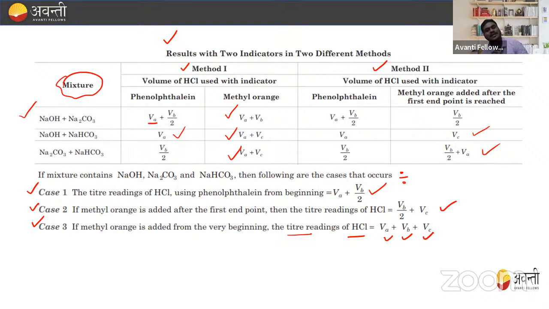So if the mixture contains NaOH, Na2CO3, NaHCO3, then we get three different cases. The first one is the titrate reading of HCl using phenolphthalein from the beginning, that is Va plus Vb by 2. The second case, if methyl orange is added after the first endpoint, then the titrate reading of HCl becomes Vb by 2 plus Vc. And if methyl orange is added from the very beginning, the titrate reading of HCl becomes Va plus Vb plus Vc. So I hope there is no problem in this. Is everything clear to you? Good.